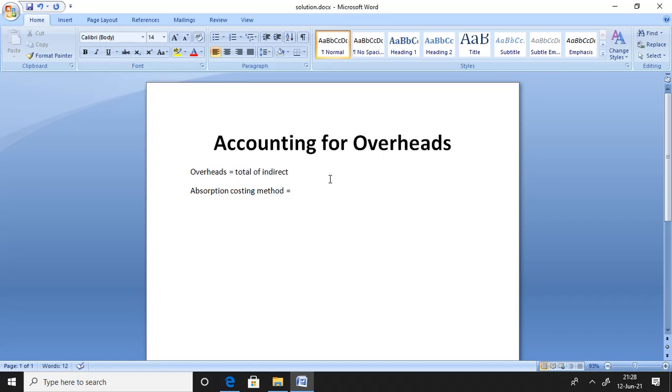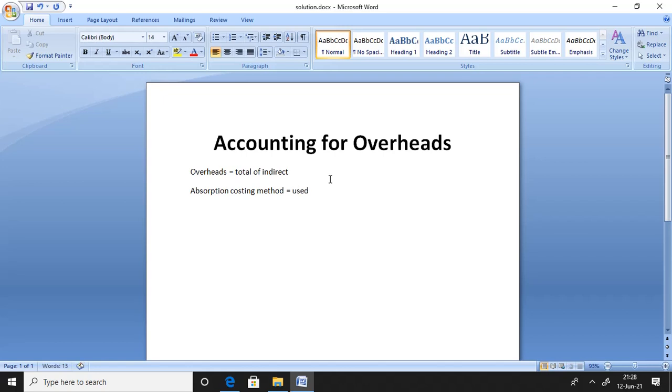Absorption costing method is simply a method of accounting for overheads, and this method is just a method of sharing out the overheads that have been incurred among the units produced. So absorption costing method is a costing method used for accounting for overheads.